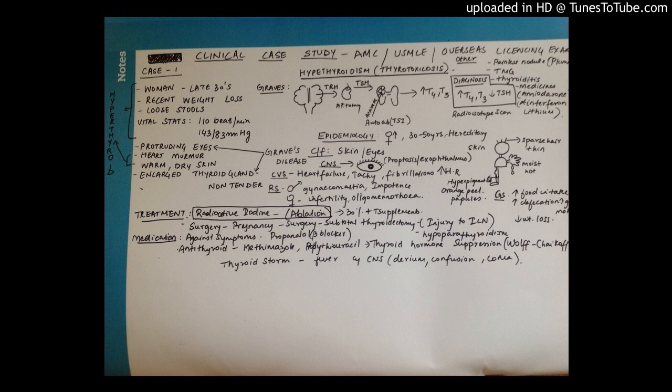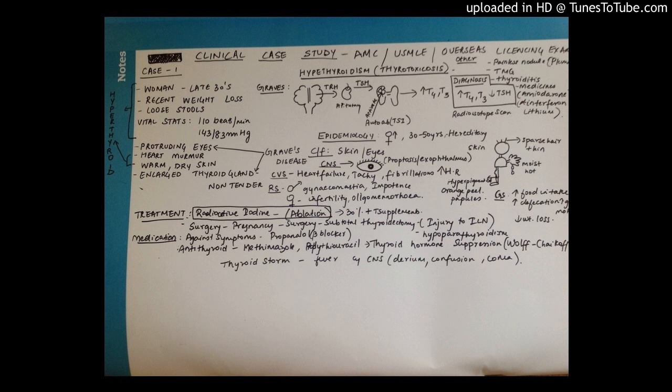The dosages of all these drugs, you can find in various textbooks. You can go through them in whichever textbook you prefer. Most of the textbooks have the dosage. So the dosages for methimazole, propylthiouracil, and carbimazole, you can find in any standard textbook.